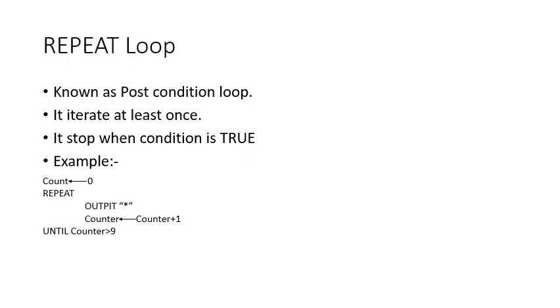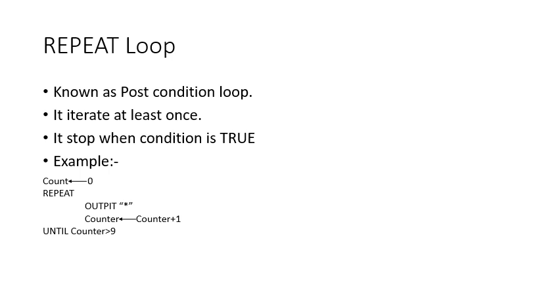Repeat loop, known as post condition loop. It iterates at least once. Stop when condition is true. Here the initialization value count is equal to 0. It will display the static, because output is static.